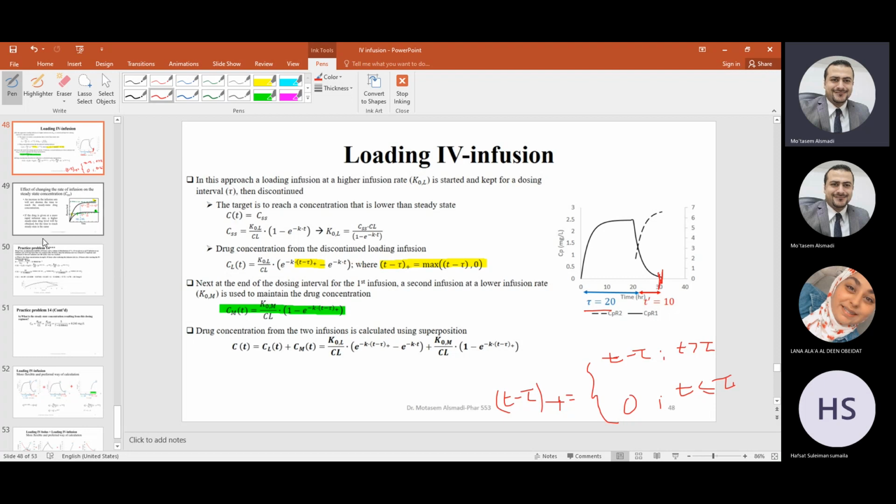What about the maintaining IV infusion? K0 maintaining divided by clearance times 1 minus e to the power minus K times T minus tau. Here 30 minus 20 is 10, a positive value. We have no problem, right? Now let's see when T equals 10. e to the power 0 is 1, so all of this becomes 1 minus e to the power minus K times T, which is 10. No problem.